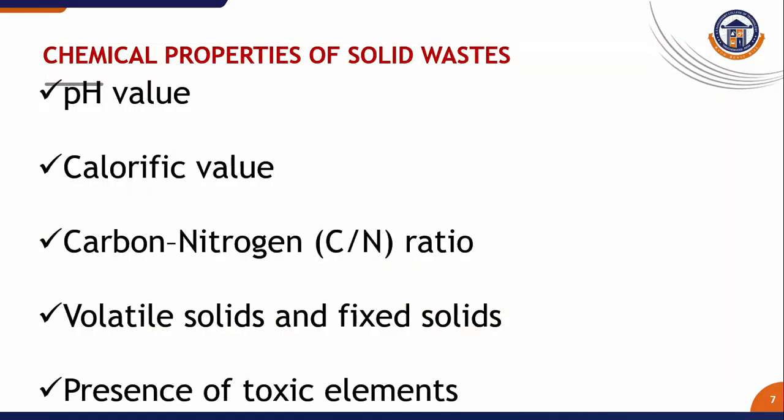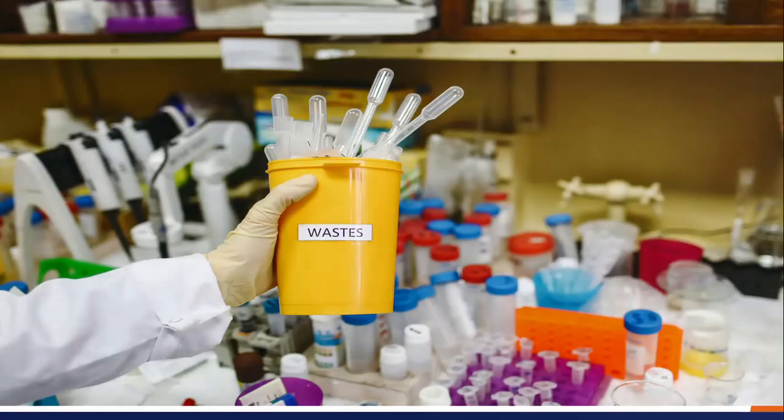Chemical properties of solid waste: pH value, calorific value, carbon nitrogen C/N ratio, volatile solids and fixed solids, presence of toxic elements. These are the chemical properties of solid waste. Here you are seeing in the photos the different types of waste. It is plastic waste and biomedical waste, and all the wastes are shown in this photo.